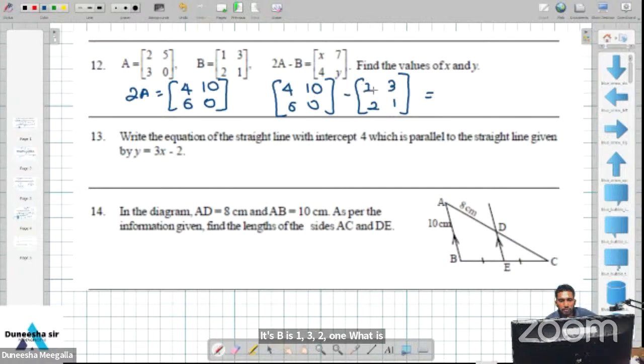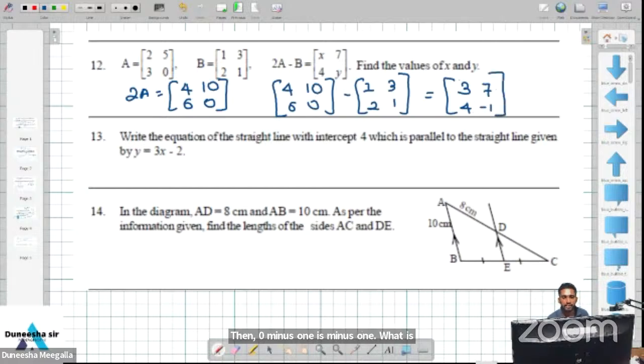The corresponding elements should be subtracted. What is 4 minus 1? It is 3. Then 10 minus 3 is 7. 6 minus 2 is 4, which we already have in the answer. Okay. Then 0 minus 1 is minus 1.